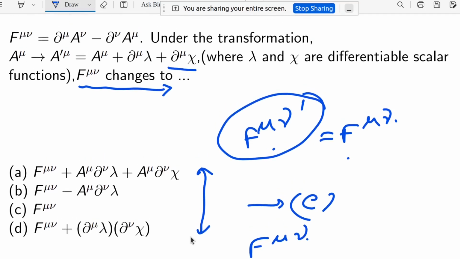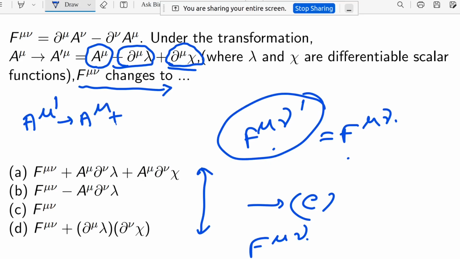Okay. So there is one conclusion from this question, let me tell you that if a mu prime is a mu plus some scalar, I mean the differentiable scalar, as well as with the addition of some other scalar differentiation, but still the f mu nu does not change its nature. You can see in the previous week, I think we have written here one thing, that a mu prime was a mu plus del mu lambda. At this position also f mu nu prime was f mu nu.